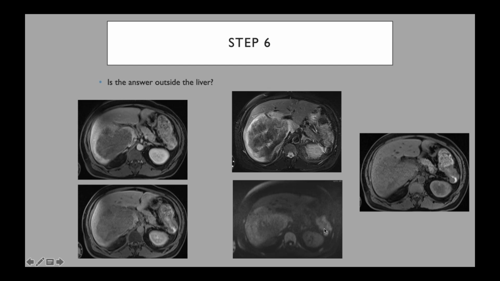And pancreatic tumors. I did miss one the other day with capsular retraction. I called it a cholangiocarcinoma, and I missed it in the film bag. The patient had a mammo and had had a previous mastectomy, and it turned out to be a breast cancer. So is the answer outside the liver? That can get you out of a lot of trouble.